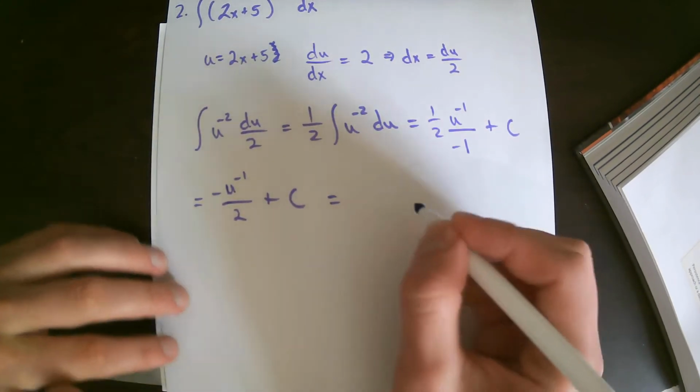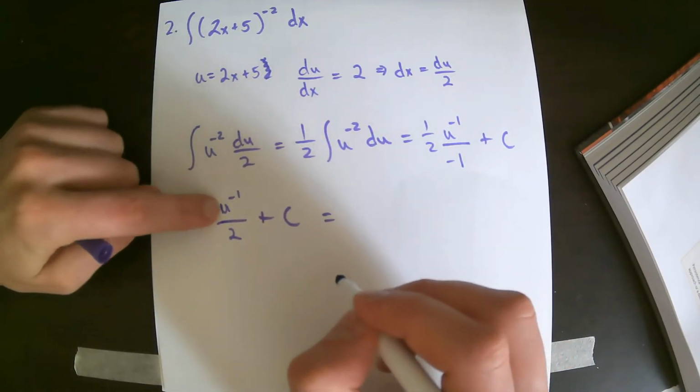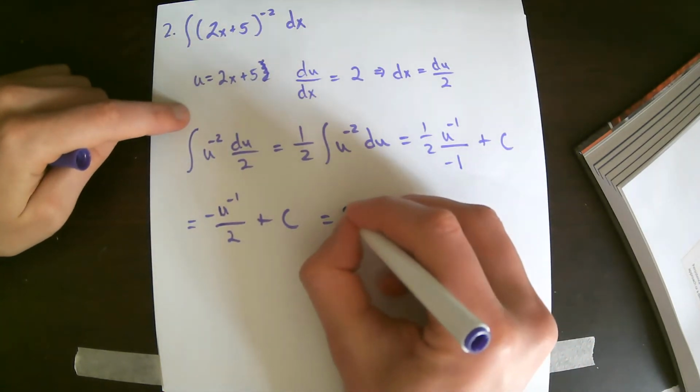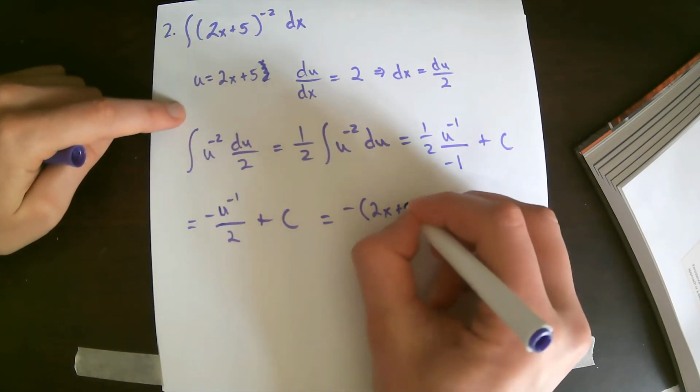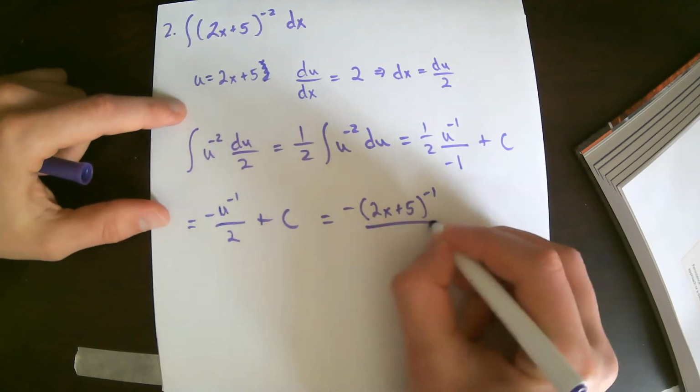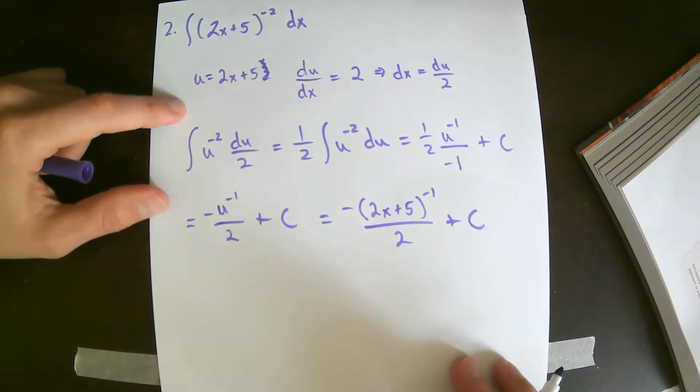And then replacing u with 2x plus 5, I'm getting negative, parentheses, 2x plus 5, raised to the negative 1, all over 2 plus c. There we go.